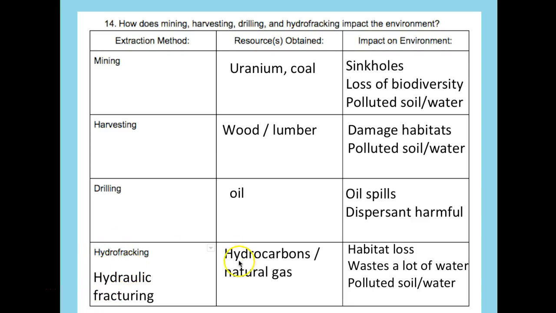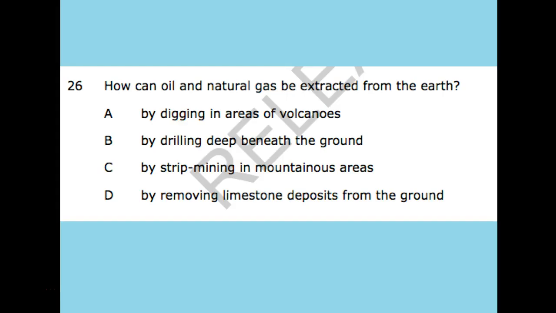So that refers to water. So it's going to be abstracting hydrocarbons, specifically natural gas, and that can cause a loss of habitat. It also, one of the biggest factors is that it can cause contamination of groundwater.